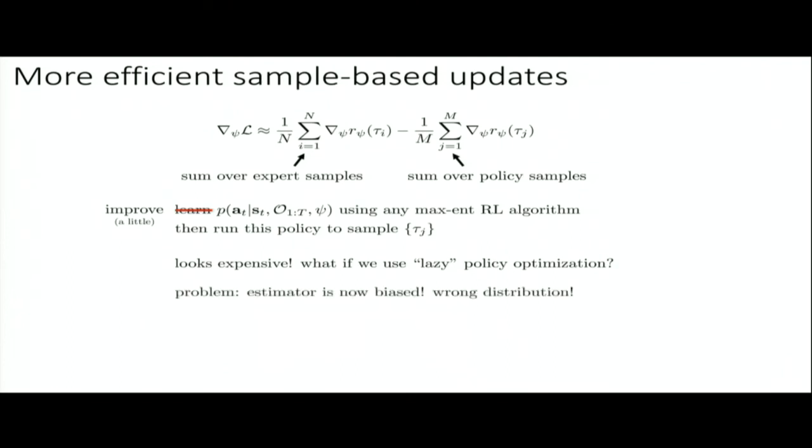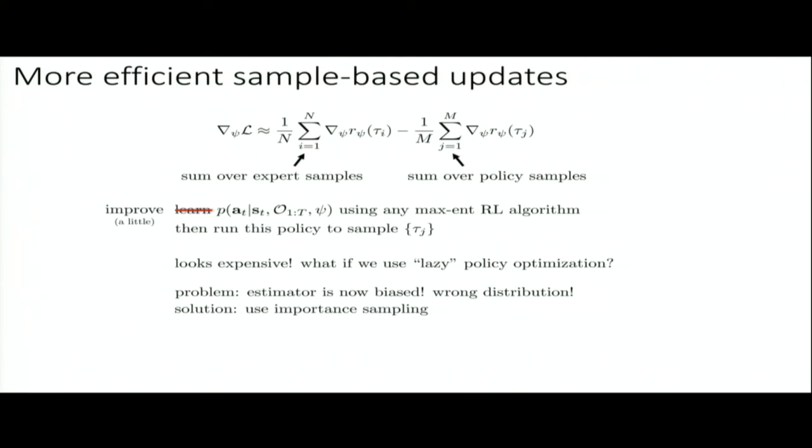Now, the trouble now is that this sum here is no longer going to actually be an unbiased estimate of the expectation of the gradient under the model, because this P of A given S is no longer actually the best action distribution given the current psi. We're sampling from the wrong distribution. So what can we do if we're sampling from the wrong distribution? Well, we can use importance sampling.